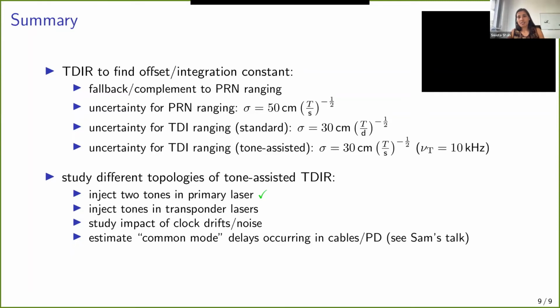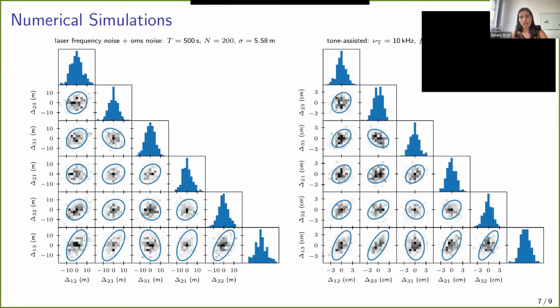Well, since Martin Staab had his master's under my tutelage, I think I have deserved the first question. What determined the choice of your 10 kilohertz tone amplitude? That's a good question.